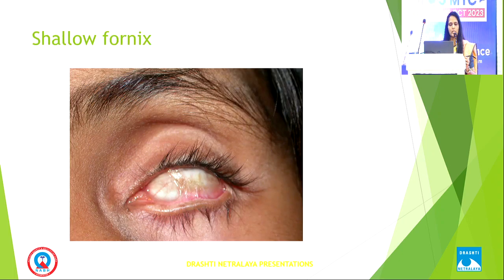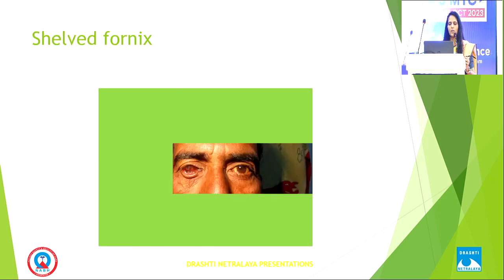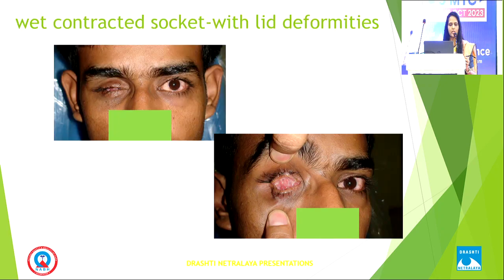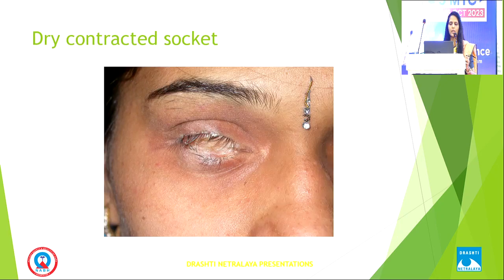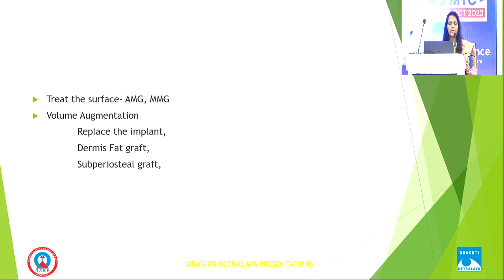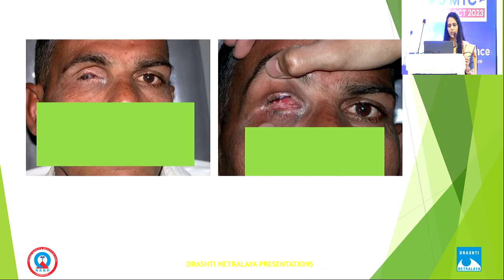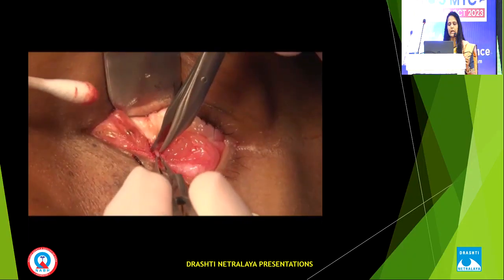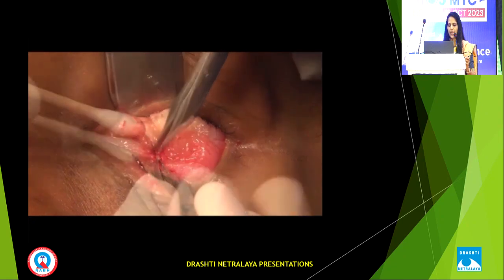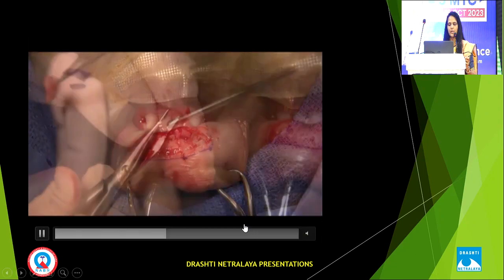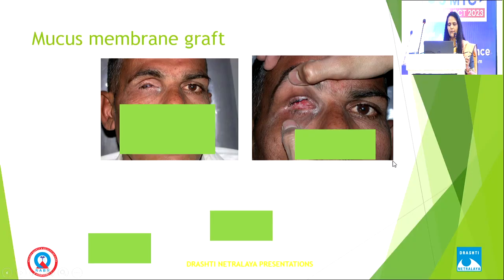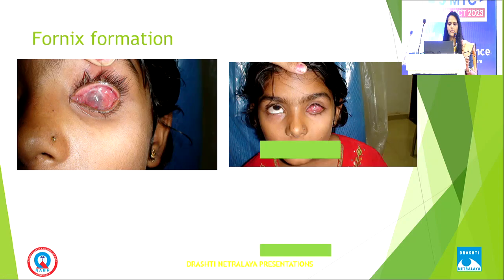Orbit, I will not go into detail of it. There can be a shallow fornix, shelled fornix, obliterated fornix, wet contracted socket, or dry contracted socket. In all these things, the most important thing you have to have with you is amniotic membrane. So when you put amniotic membrane and release the scar, that works. In this patient we again put a mucous membrane graft, and that also worked very well, and then fitted with the prosthesis later on.